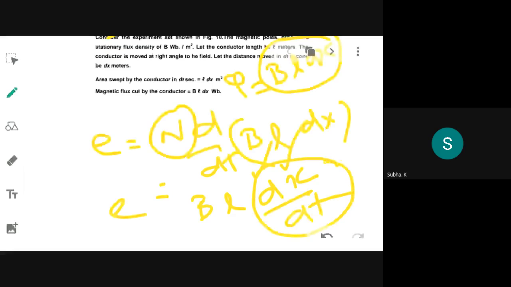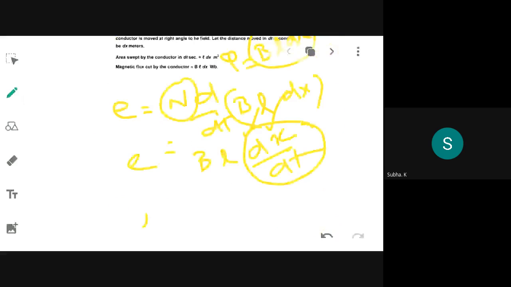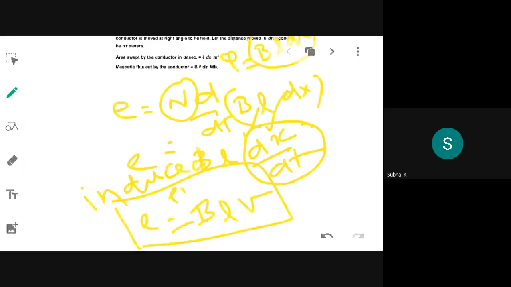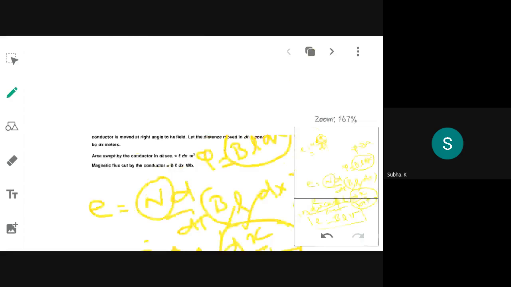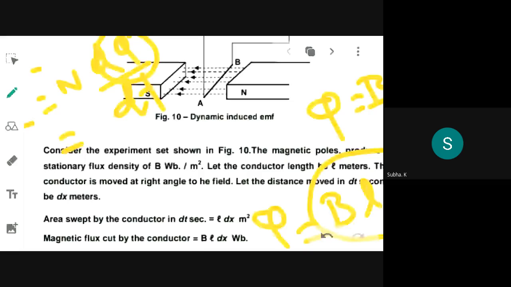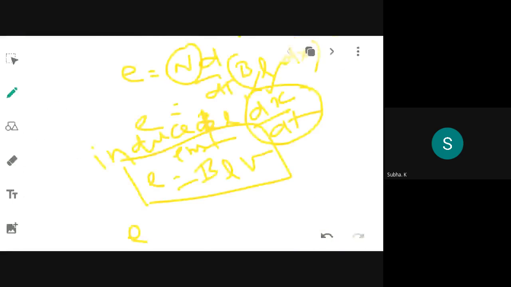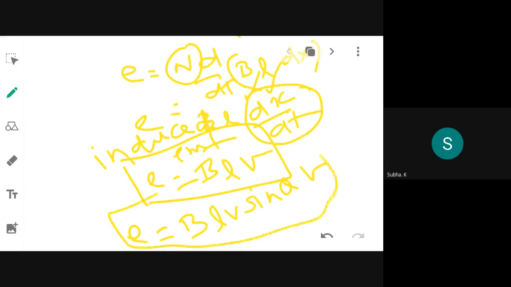Which is the velocity. So you can replace dx by dt with v: E equals B L v. This is the equation for induced EMF in another way. Suppose this coil is moving at an angle of theta degrees while rotating; then the formula undergoes a little change. In that case, E will be equivalent to B L v sin theta volt. So this formula you remember. What is the other formula for induced EMF?